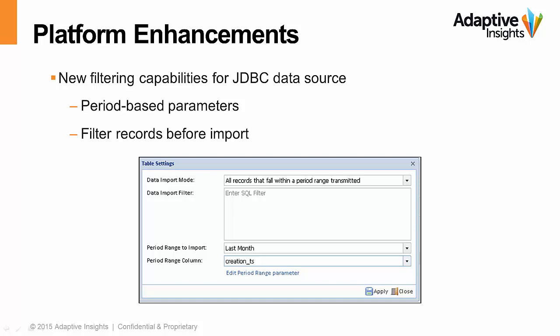This period-based parameter, which may be defined as static or dynamic, allows you to configure the time periods for which you want to bring in data. As shown in this example, you could bring in data for the last period or last two periods only. By restricting the data set to a specific period or periods, data imports are optimized.